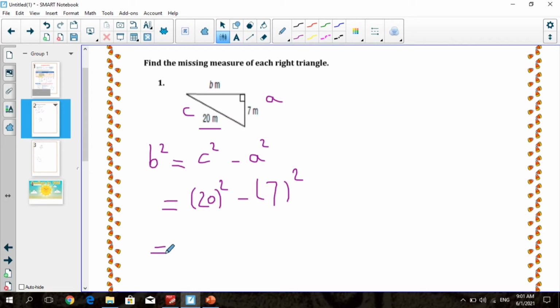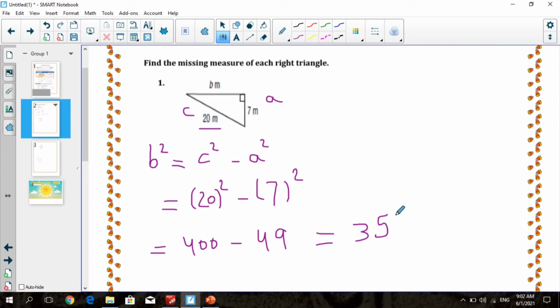20 power 2, it means 20 times 20. And 20 times 20 equals, who can tell me? I'm waiting for your answer. Super, I can hear you. That will be 400. Great job. Minus 7 power 2 equals 49. Okay, now 400 minus 49 equals what? Great, that will be 351.